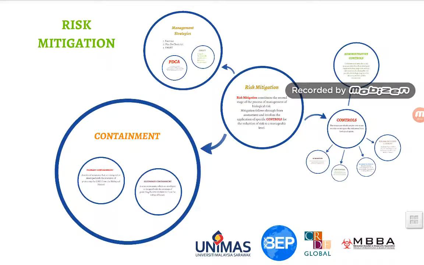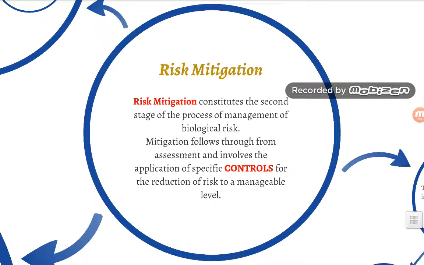On risk mitigation, which is a part of our biosafety series. Risk mitigation constitutes the second stage of the process of management of biological risk. Mitigation follows through from assessment and involves the application of specific controls for the reduction of risk to a manageable level.